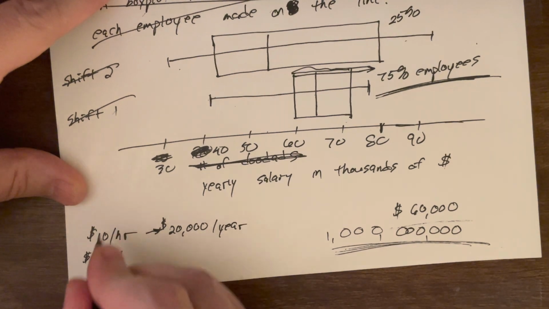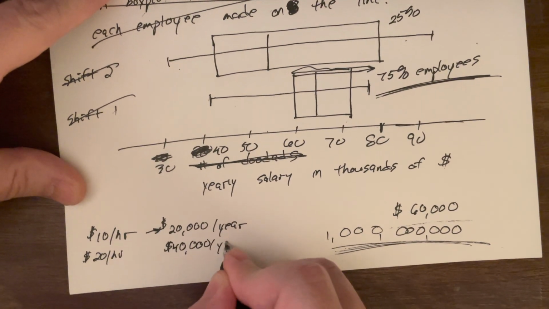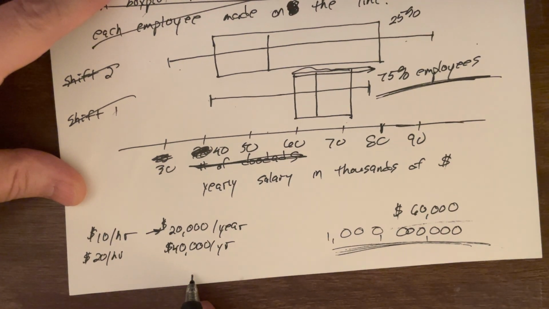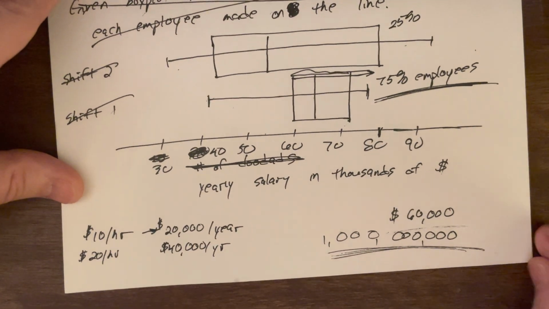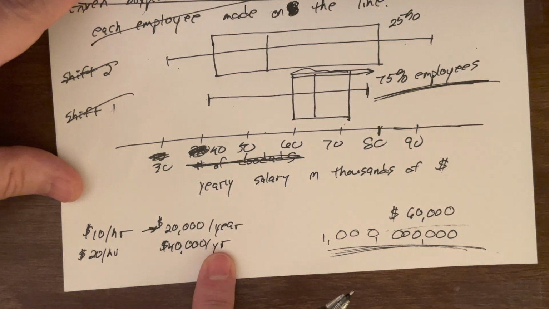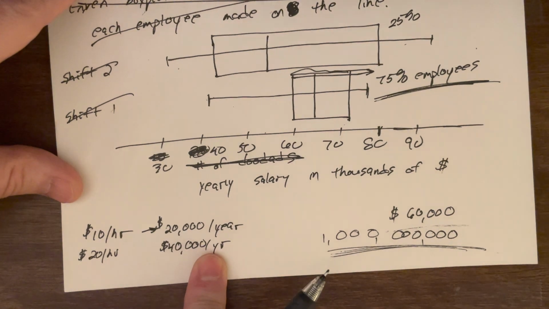You could just keep going with this. If it's $20 an hour, you double this, and you get $40,000 per year. If you make $30 an hour, that would be $60,000 per year. I just wanted that for your information. Sometimes we use hourly rate and other times we talk about yearly salary, and I want you to be familiar going back and forth with that.